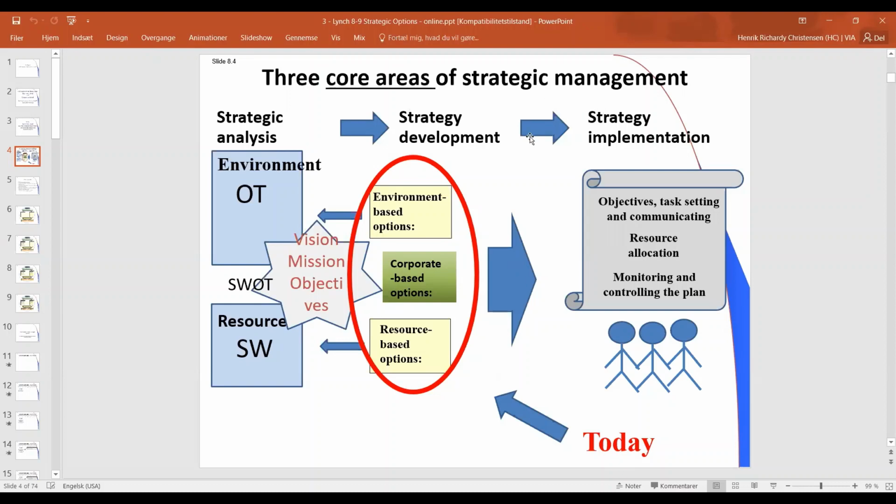But going down to look at these environment-based options, as you can see this arrow here, it points directly to the environment, meaning that the environment-based options are created based on the analysis that we had from our environmental analysis, and thereby also using the opportunities and the threats that we have found. The same goes for this one down here, the resource-based options. They are developed based upon our analysis of resources.